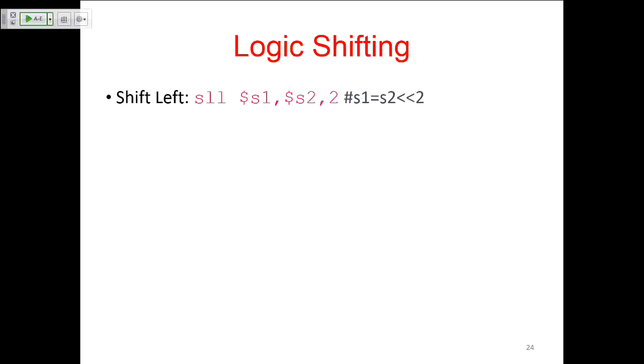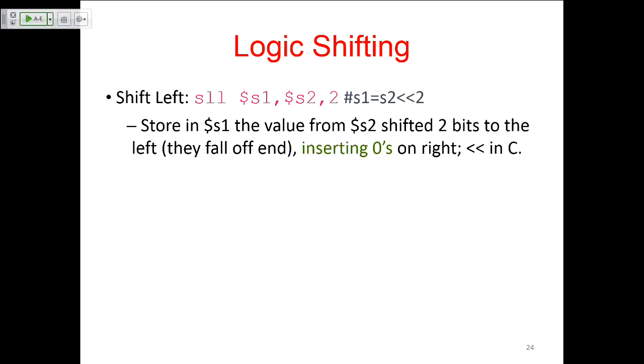So in logic shifting, the instruction will go something like SLL S1, S2, 2. What this would mean is that S1, which is always our target register, receives S2 shifted left by 2 bits. If I shift left by 2 bits, what comes into these other 2 bits? Anybody have any idea? Zeros, right? In the shift left logical, we insert zeros on the right.